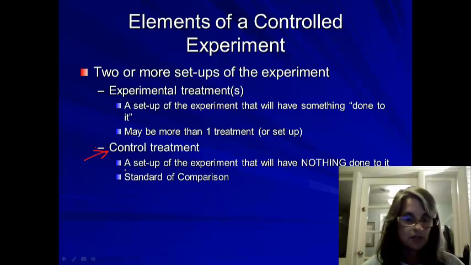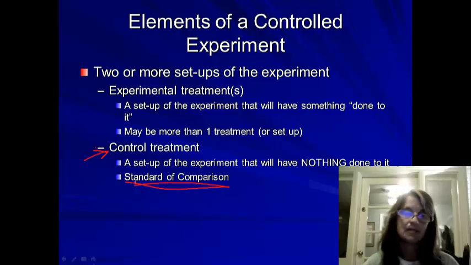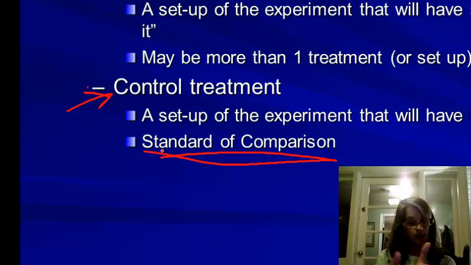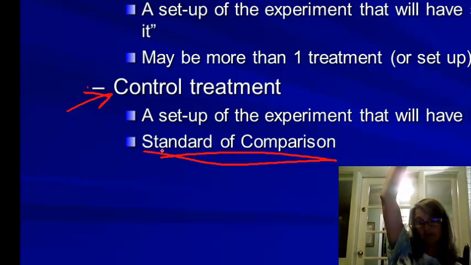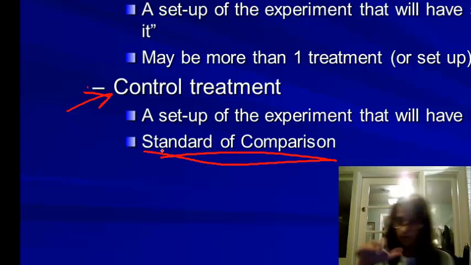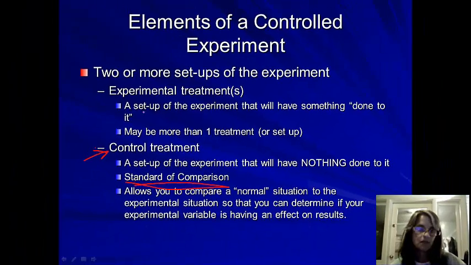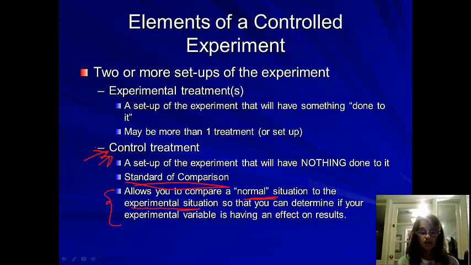This control treatment serves as our standard of comparison. It is going to be the way that we know, okay, so this is what normal looks like, and if we get something that grows like this and something that grows like that, whereas normal grew like this, we can tell what kind of effect our experimental treatments are having on our plants, okay? So the control treatment is really important because it allows you to compare a normal situation to the experimental situation so that you can determine if your experimental variable is having an effect on your results, okay?